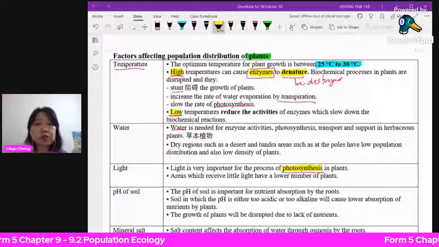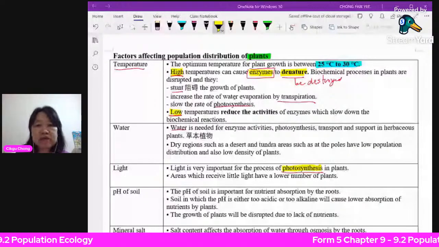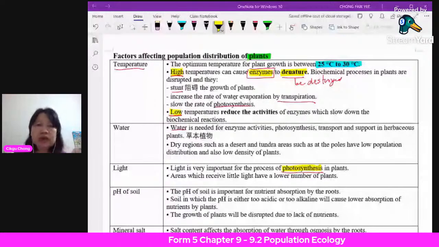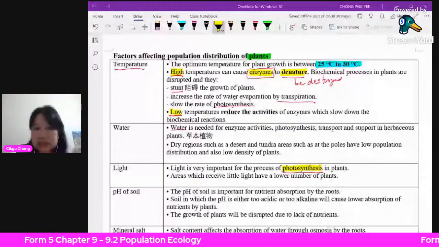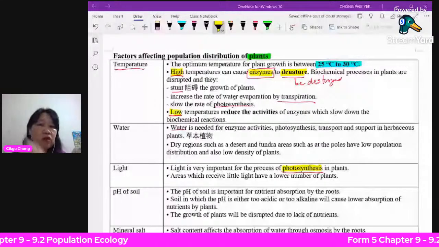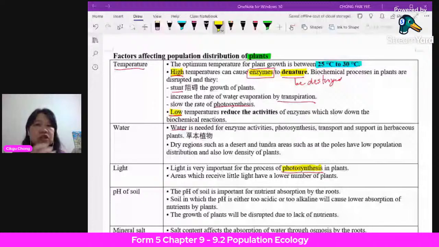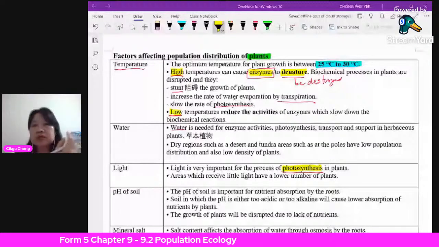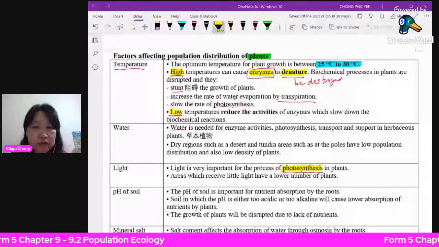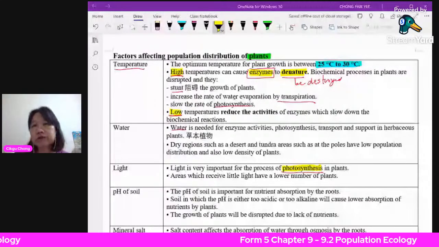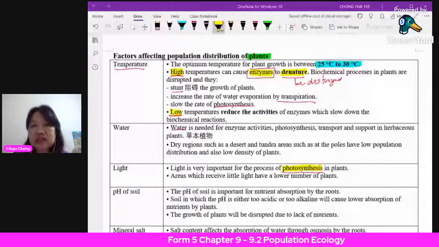So you need it for enzymes, right? To break down substances, you need enzymes to speed up. You also need water for the chemicals to work. Photosynthesis, one of the raw materials of making food is actually carbon dioxide and water. So without water, you can't carry out photosynthesis. Transportation, transporting the nutrients in the xylem and phloem, you need water. And also for turgidity, to support, to make sure the cell is not flaccid so that the plant can stand up straight, okay?